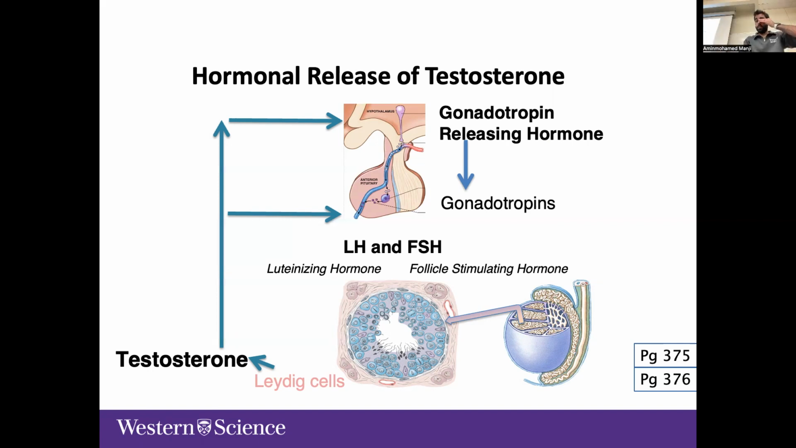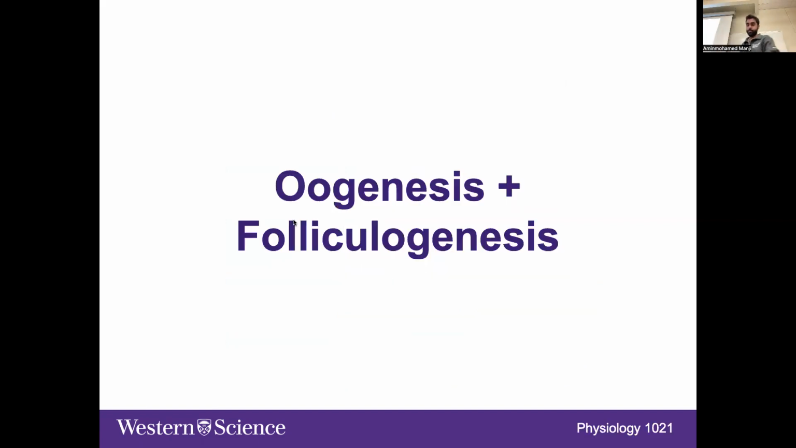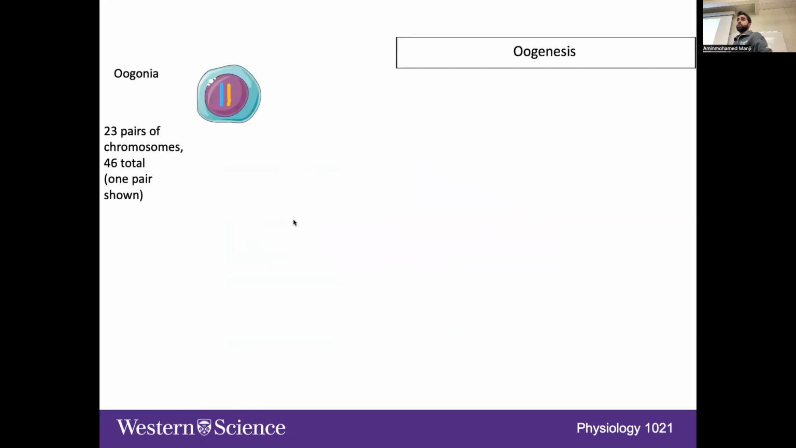Okay. Let's now talk about oogenesis. Same idea, and we'll tie in folliculogenesis with it as well. Oogenesis has a lot of similarities to spermatogenesis, but some very big differences, which we'll talk about here. We'll start off with the egg stem cells, which we call oogonia. Just like how we had spermatogonia, we have oogonia. Same idea, these are all diploid.